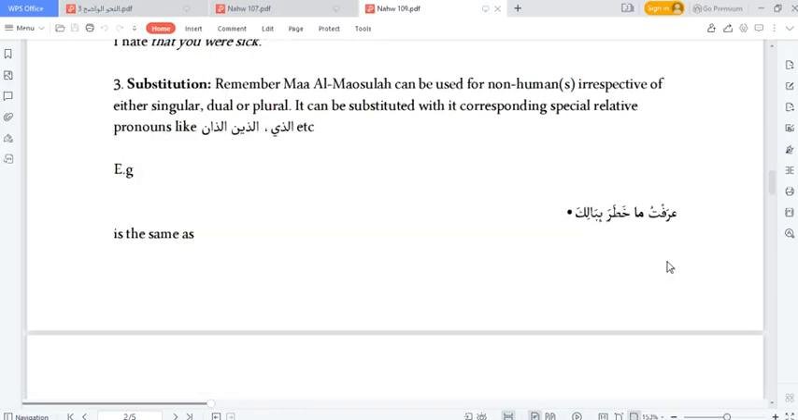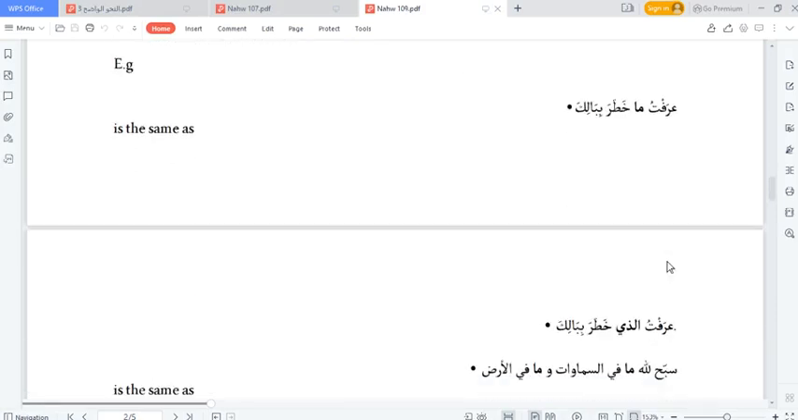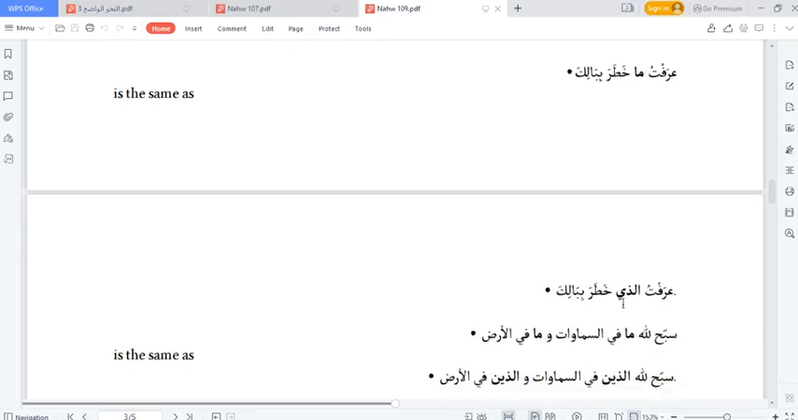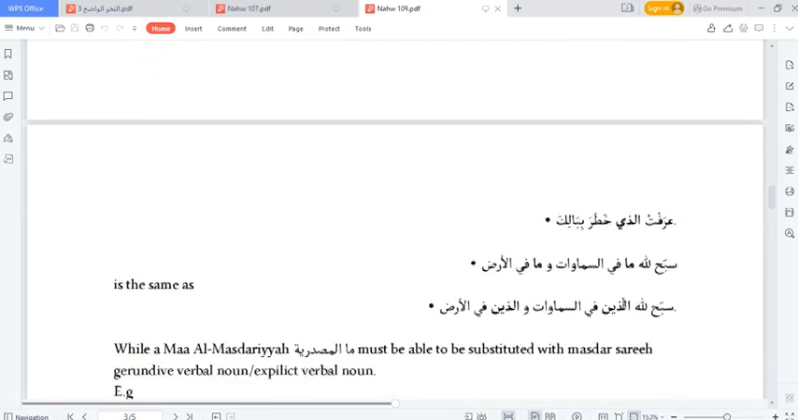So see an example here. Araftu ma khatara bi balika, meaning I know what crossed your mind, can be replaced with what? Araftu alladhi khatara bi balika. I know that which crossed your mind. You can see, it is replaceable. So that's ma mawsula for you.